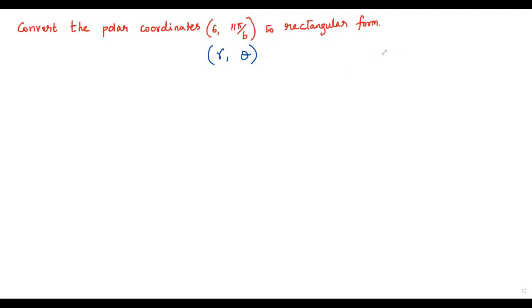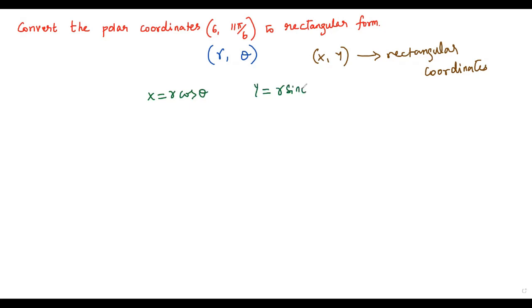Rectangular form means the rectangular coordinates, usually in the form x, y. The first value is the x coordinate, the second value is the y coordinate. To find the value of the x coordinate and y coordinate, we can use the formulas x equals r cosine theta and y equals r sine theta.